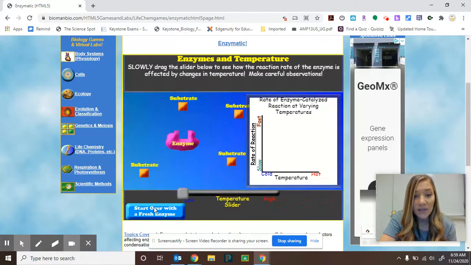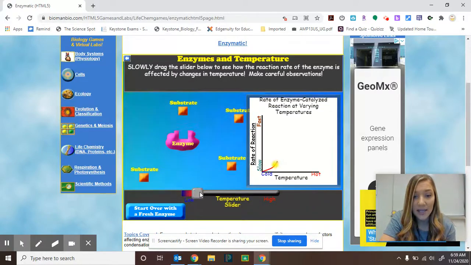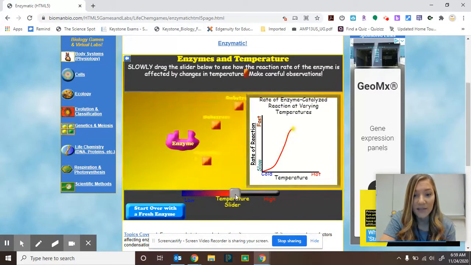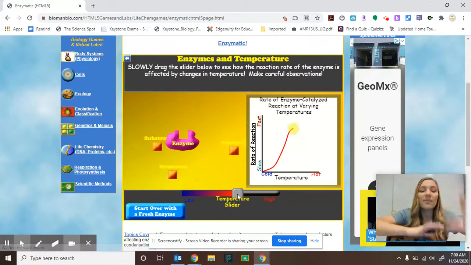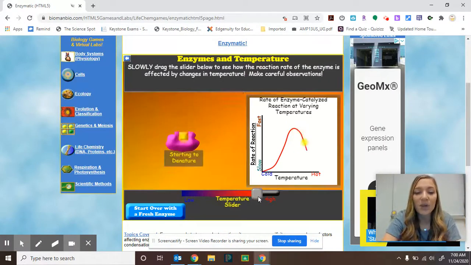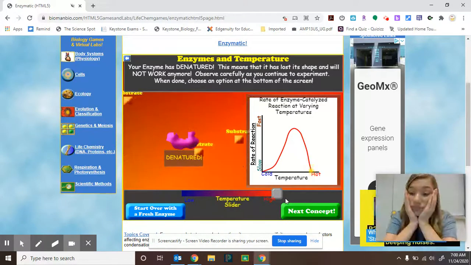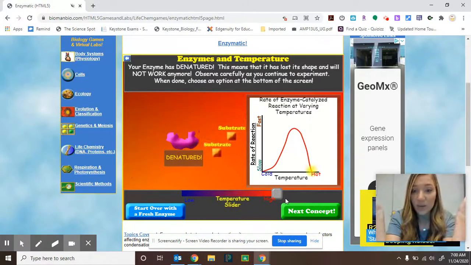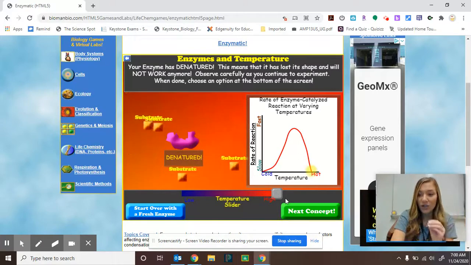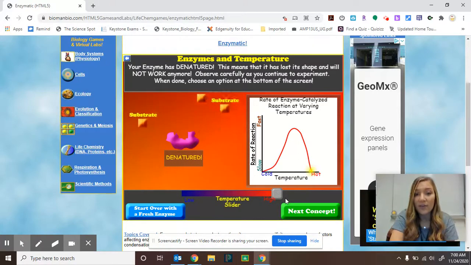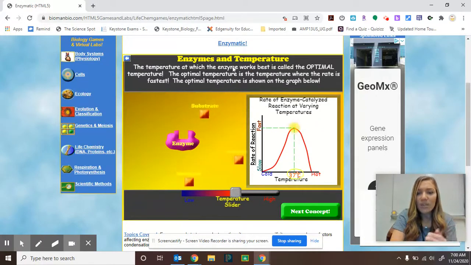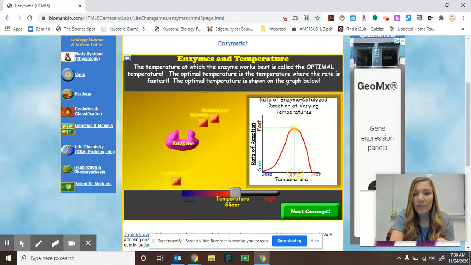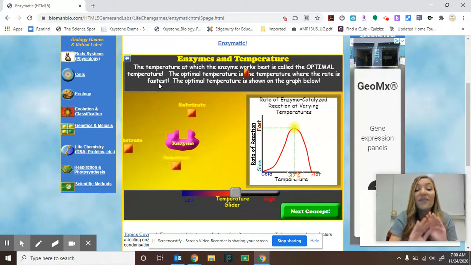We could start over with a fresh enzyme, and we can repeat the same procedure. It's going to go faster and faster till we get to that ideal temperature, and that's going to be the best rate. But once we go too high and we denature it, uh-oh, it's not going to work anymore. It is denatured. It's deformed. It no longer functions. So think about this. The temperature at which the enzyme works best is called the optimal temperature. The optimal temperature is the temperature where the rate is the fastest.